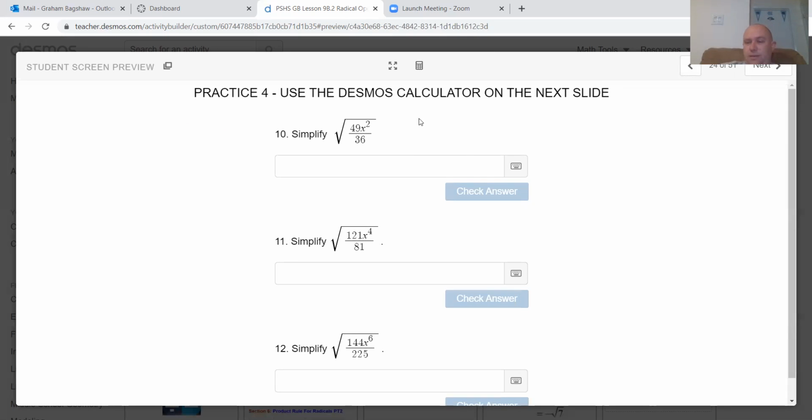So for this one, you would work out the square root of 49, square root of x squared, square root of 36. Remember, for exponents, we're just halving the exponent. So luckily to begin with, all of these are even numbers, so that should make that a little bit easier for us to do.